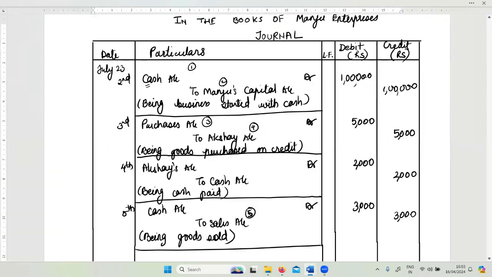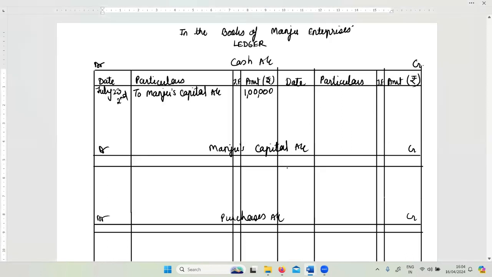Now, what is the credit part of this particular transaction? Go to the journal. You will see the credit part of this transaction is Manju's capital account. Now, credit part means I have to go to Manju's capital account credit side. So on credit side of Manju's capital account, I will write the remaining part of the transaction. And what is the remaining part? It is cash account, right? So go to Manju's capital account, credit side. I will write 2nd of July. And when I start on the credit side, I always start with 'by'. By cash account, 1 lakh.